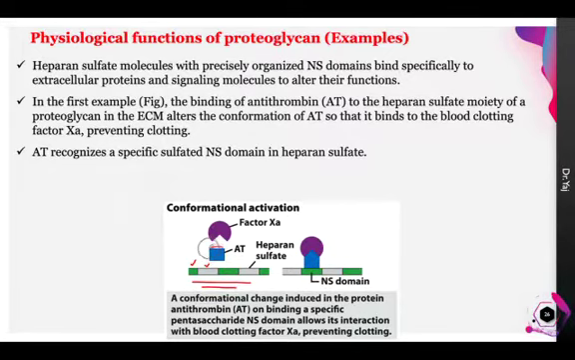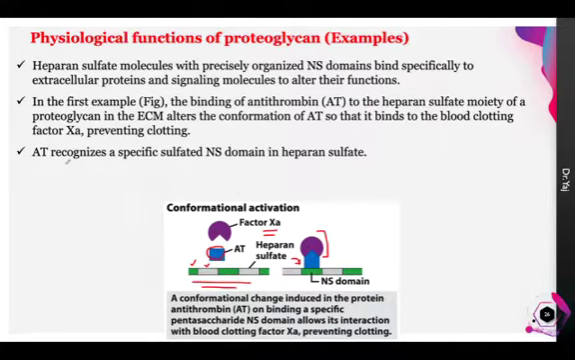Once antithrombin binds to the NS domain, it undergoes a conformational change, and once it undergoes a conformational change, it is able to bind to various clotting factors. In this slide we have used the example of coagulation factor 10A. So by binding to coagulation factor 10A, antithrombin is able to inhibit the function of factor 10A and therefore prevent the formation of blood clot.